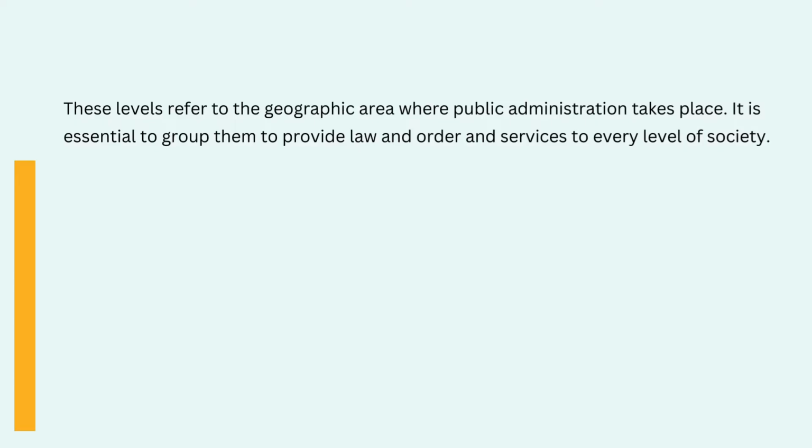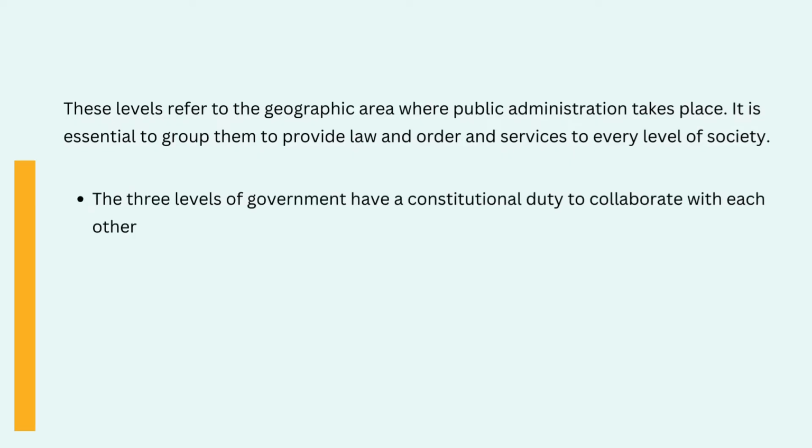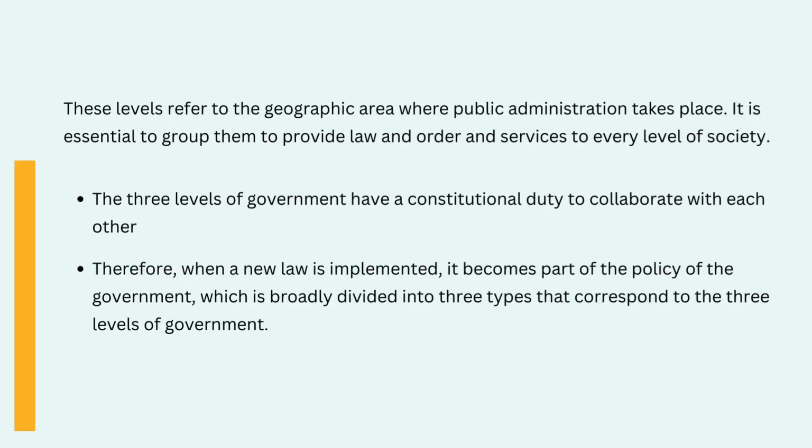These levels represent the geographical area where public administration takes place. It is essential to group them to provide law and order and services to every level of society. The three levels of government have a constitutional duty to collaborate. Therefore, when a new law is implemented, it becomes part of the policy of the government, which is broadly divided into three types that correspond to the three levels of government.